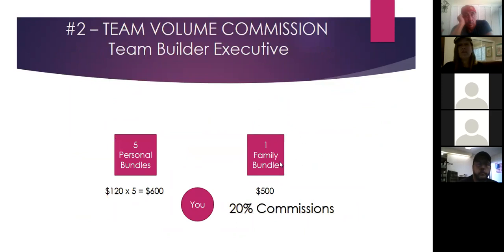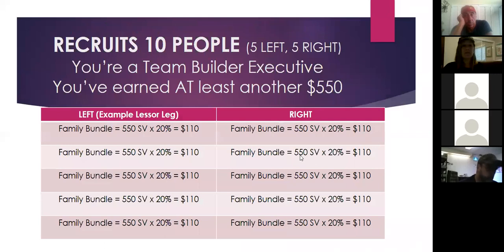All right. So as an example, back to that 20%. If you got one family bundle on your right and 5 personals on your left, 5 personals would equal $600 without the loyalty. And one family would equal 500. You would be at 20%. So just another way of getting there. So what could you earn in the dual team? All right. So think about it. If we're telling everybody to get 5 on their right and 5 on their left, let's say everybody started at the family bundle. That would equal 550 points.